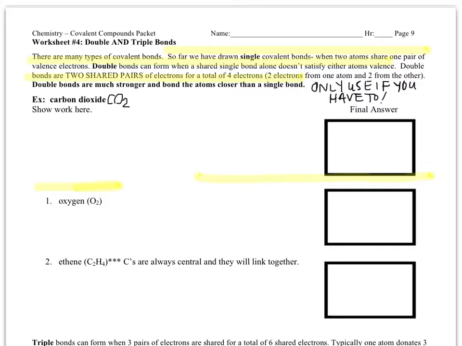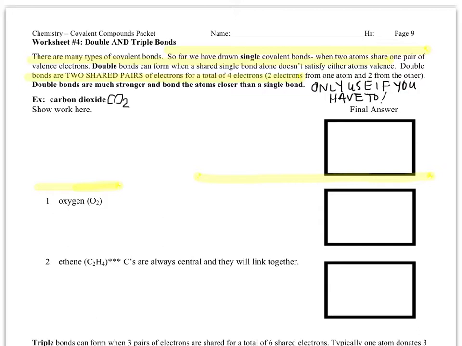But every once in a while, you come to a situation where you need to use either a double bond or a triple bond. They're still covalent bonds, right? These are all types of covalent bonds that represent sharing electrons between atoms. Okay, we'll talk about double bonds, then we'll talk about triple bonds.